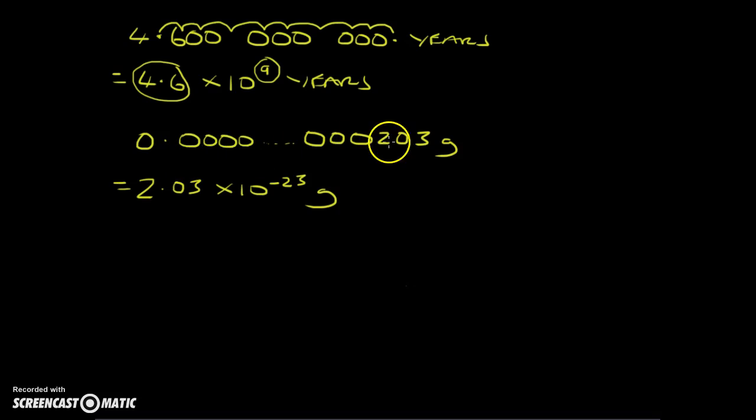So same process, put the decimal point in to make the number between 1 and 10, so 2.03. And then to get the powers of 10, we count back to the original decimal point, which is here. So 1, 2, 3, etc. And if I counted all the way back, I would get 23 jumps.